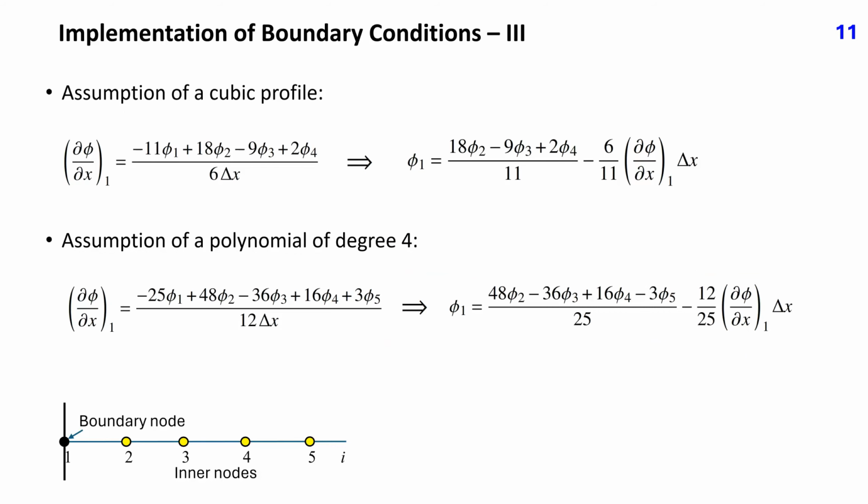If we assume a cubic variation of the variable, this is the approximation of the first derivative at the boundary. It uses variable values at 4 nodes, 1, 2, 3, and 4. If the derivative is prescribed, we obtain the boundary value from this expression. Finally, if we assume a polynomial of degree 4, this is the approximation of the first derivative at the boundary using variable values at 5 nodes, 1, 2, 3, 4, and 5. Again, if the derivative at the boundary is prescribed, we can obtain the boundary value from this expression.